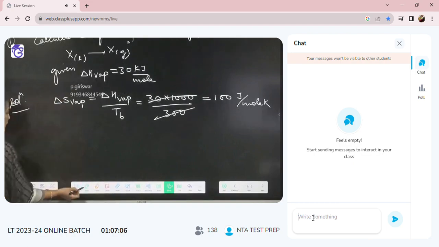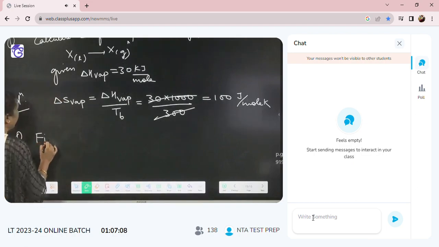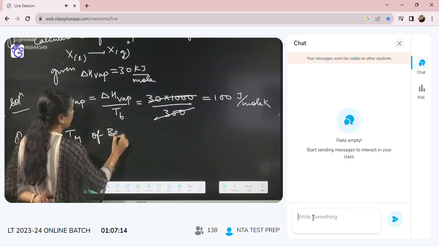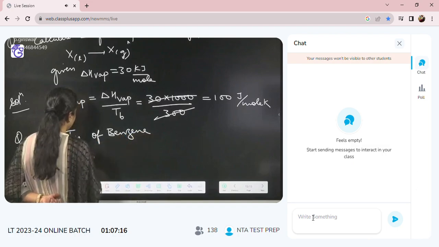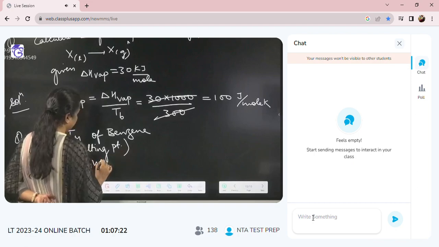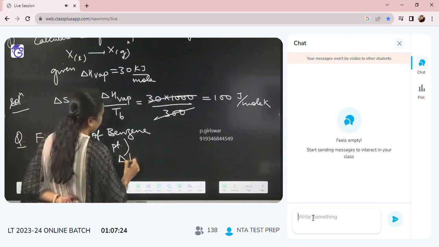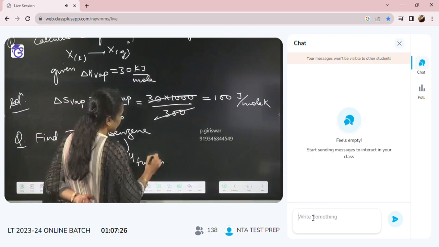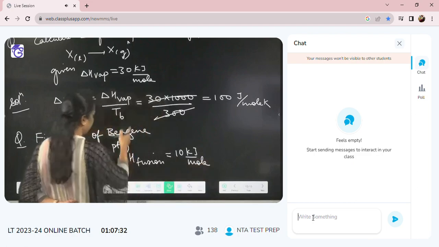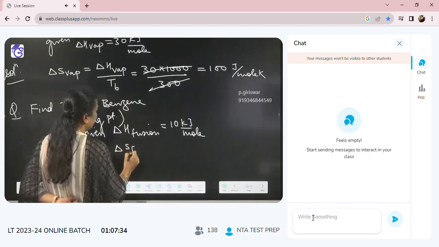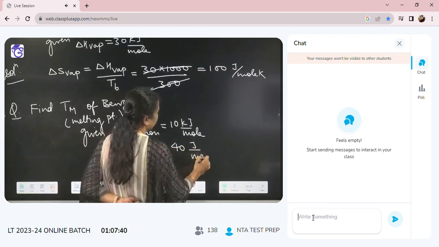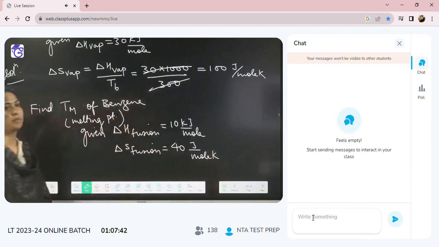Next question I am writing here. Find melting point of benzene. Tm is melting point, okay? Given delta H fusion is 10 kilojoule per mole and delta S fusion is 40 joule per mole Kelvin. Find it out.